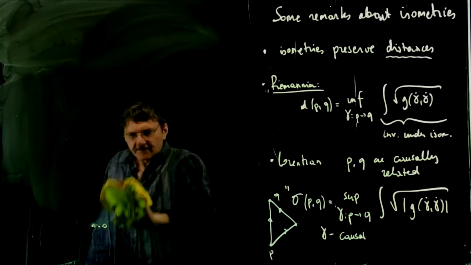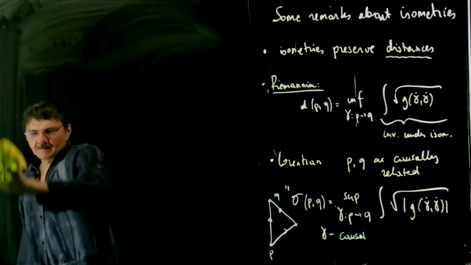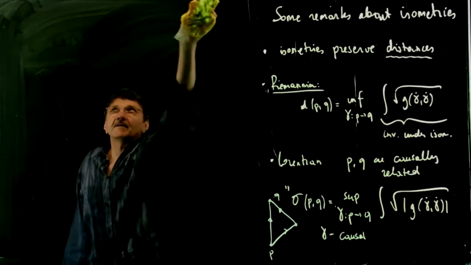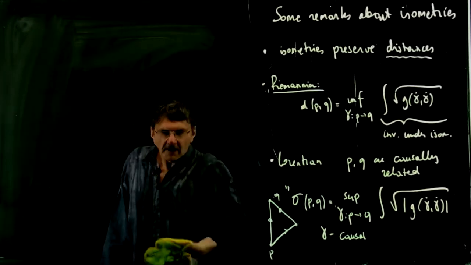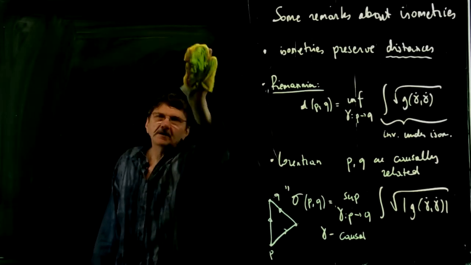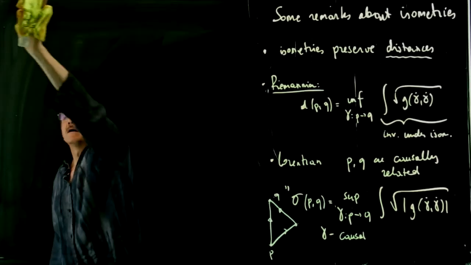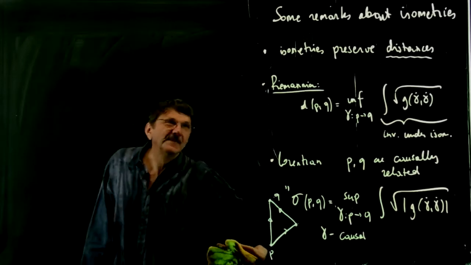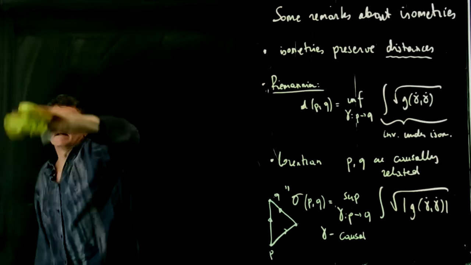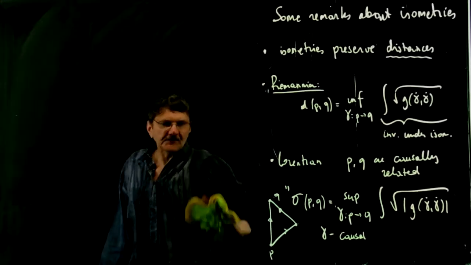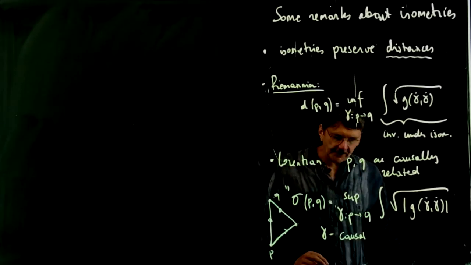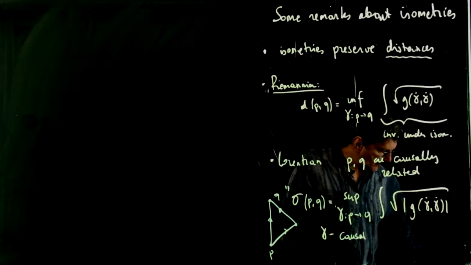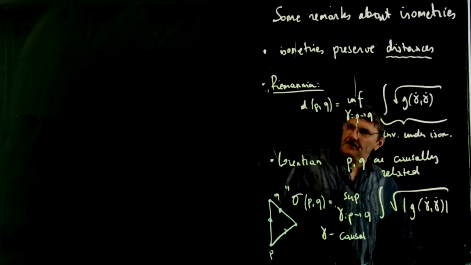So this is distances. But what is useful, regardless of signature, is the fact that isometries preserve geodesics. A geodesic is an invariantly defined notion. A geodesic is mapped to a geodesic by isometries.